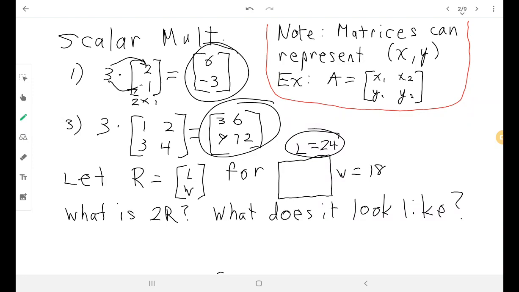So we're representing the length of the rectangle in the first row and the width of the rectangle in the second row.